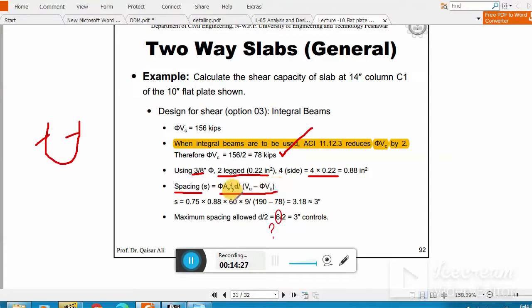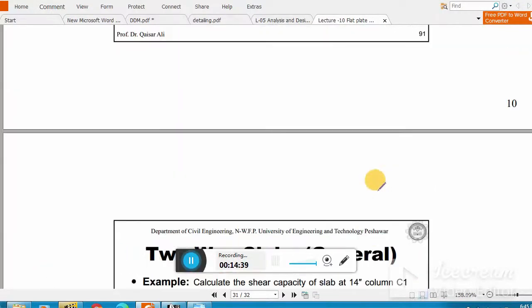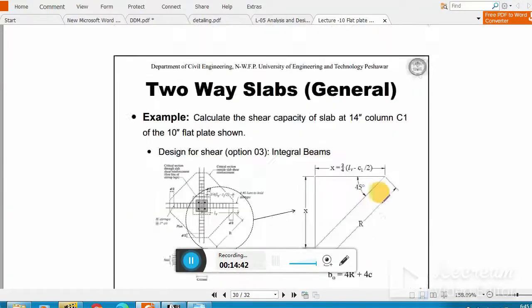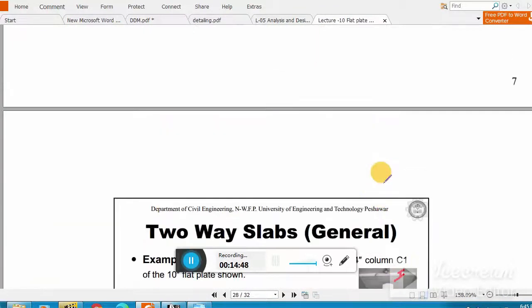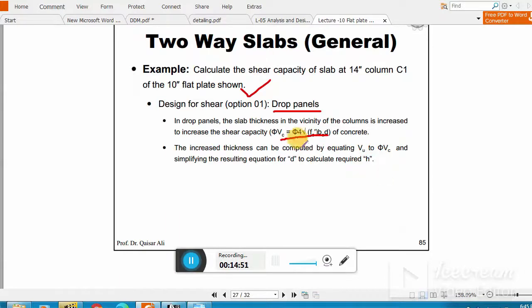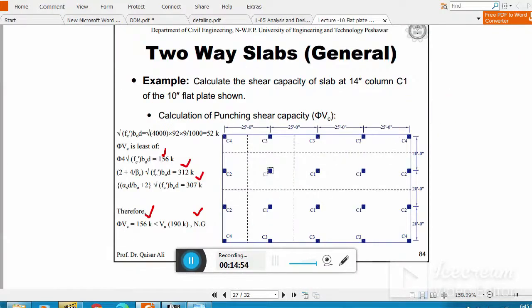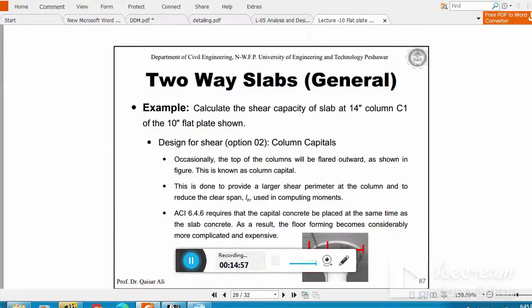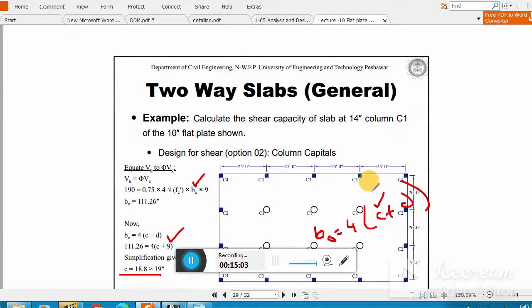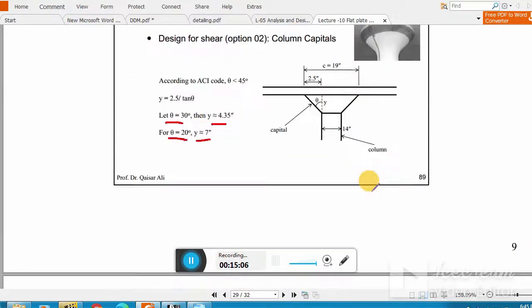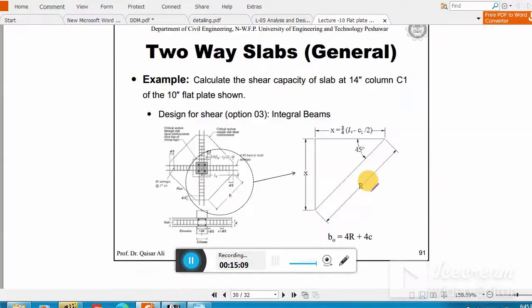This is the shear formula, and d will now be 9 inches. Okay, Av is 0.88, and you just plug in all the values. Now this 6 is very important. The 6 is basically, remember, whenever you are using the integral beam, okay, what is the ACI provision? The ACI provision is that your slab thickness, effective thickness, must be minimum equal to 6 inches or 16 times the diameter of your shear reinforcement.